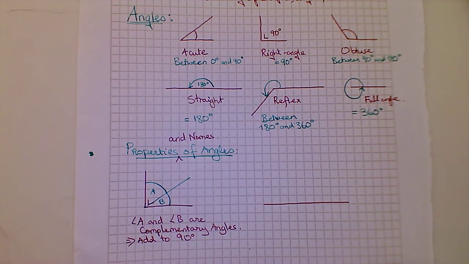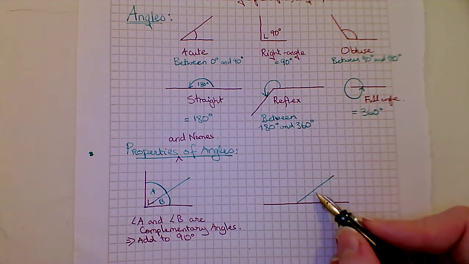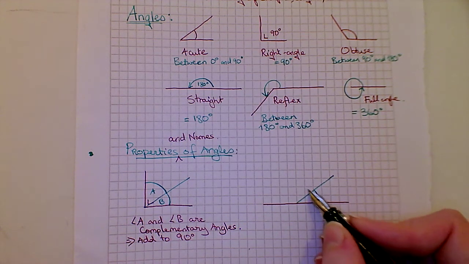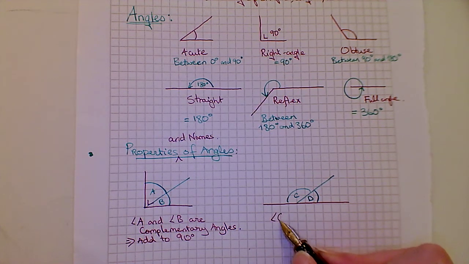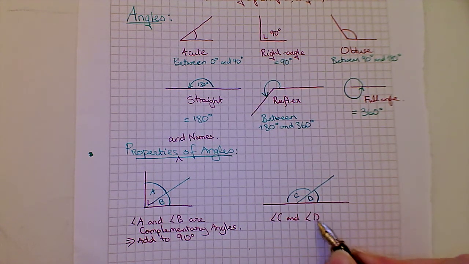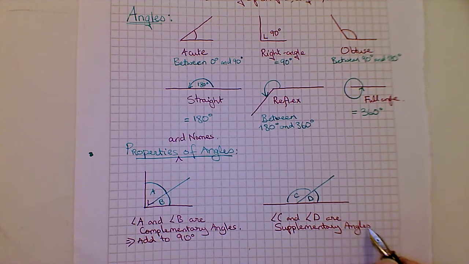If I have a straight angle and I divide it into two, C and D, like this, we'll say that the angle C and the angle D are supplementary angles, because they add to 180 degrees. You need to know the definitions of those, and you need to know the difference between them as well.